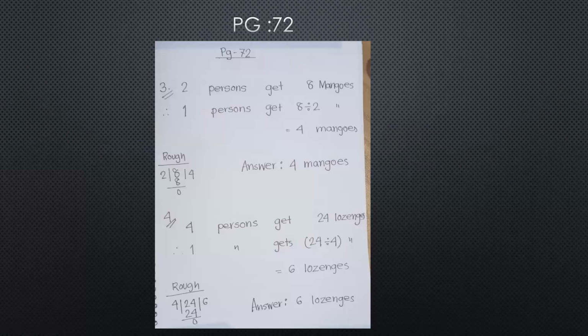Number 4. 4 persons equally divide 24 lodgings. How many lodgings will each person get? We try to find the lodgings number, so you have to place the lodgings on your right hand. 4 persons get 24 lodgings, so one person gets 24 divided by 4, which is equal to 6. 4 6s are 24. So our answer is each person gets 6 lodgings.